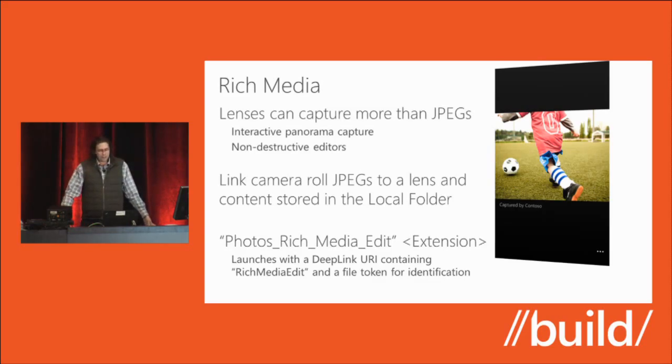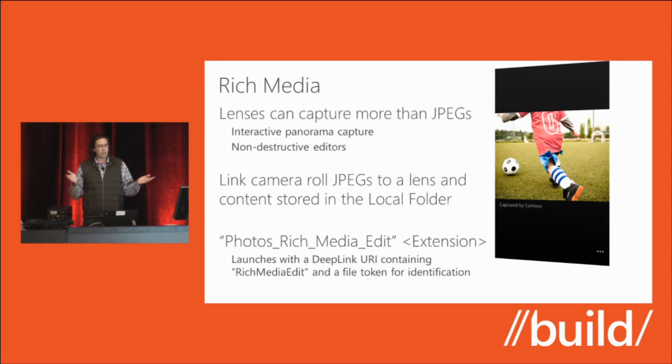But how does this actually work? Well, what's going to happen behind the scenes is, first off, you would register your application with the Photos Rich Media Edit extension that I show at the bottom. And again, there's more information on that on MSDN, including the GUID that you need in order to enable that. When the app is launched, it will come along with the Rich Media Edit text inside of that deep link URI and a file token for identification.